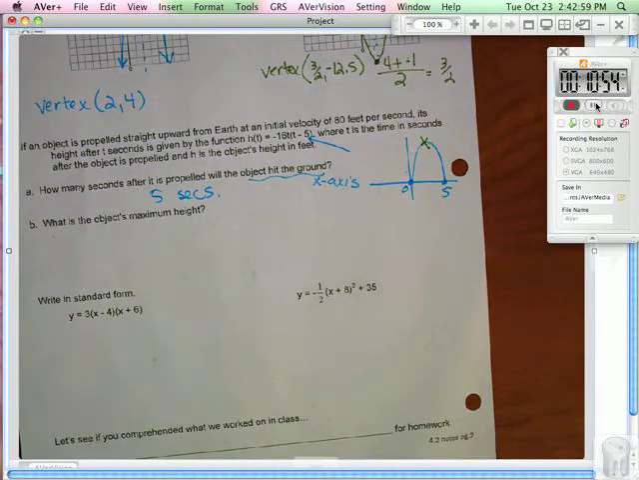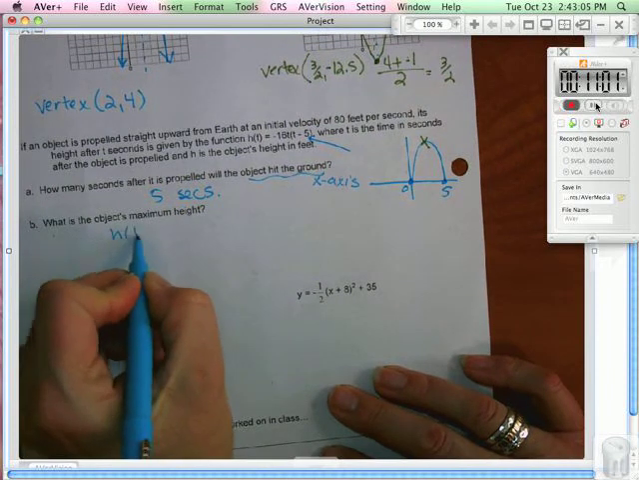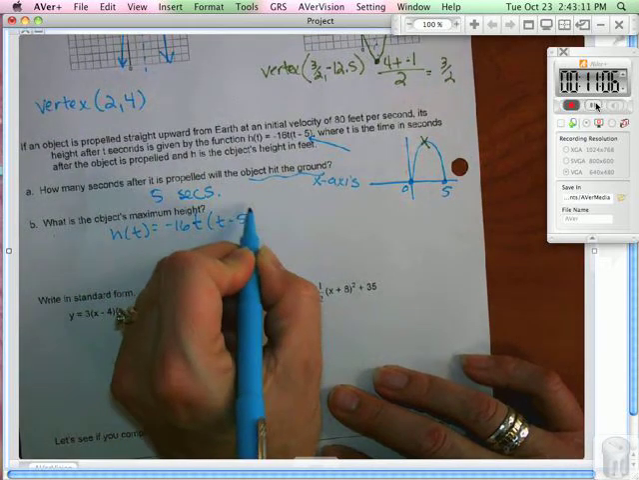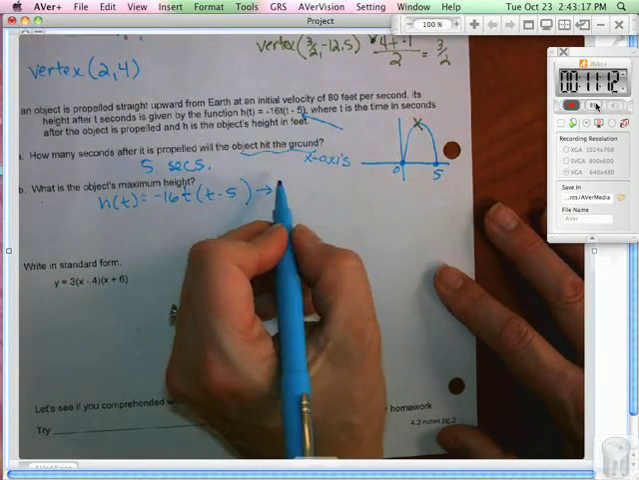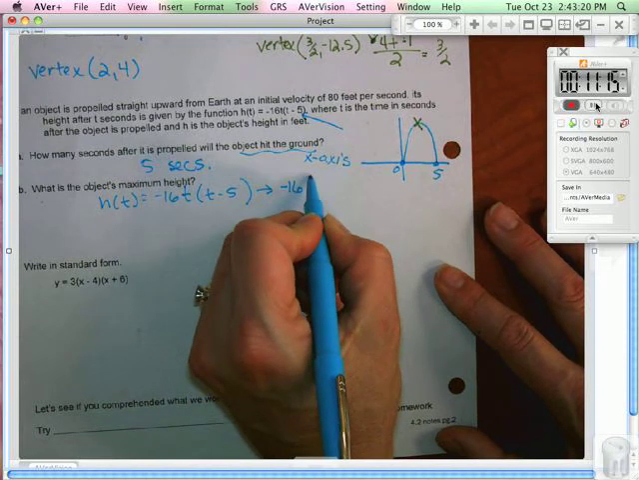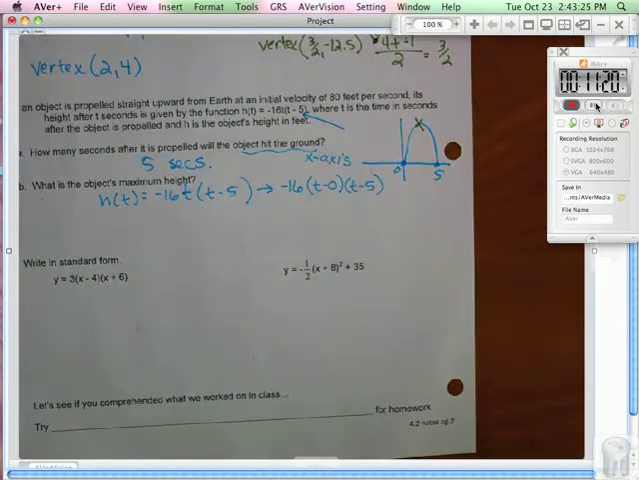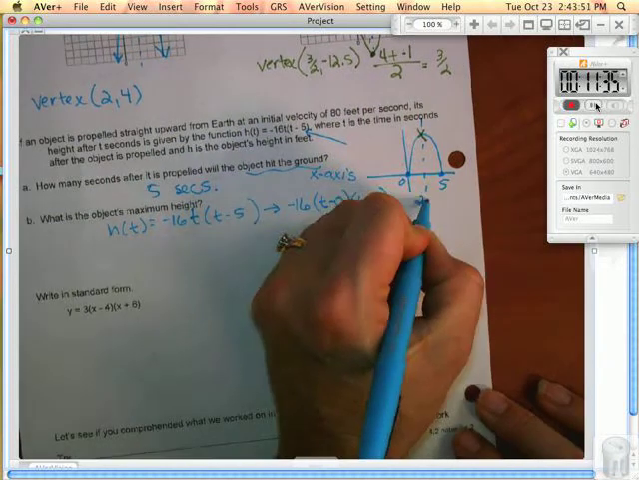So, what is the object's maximum height? Here's my equation. Again, this is intercept form. If I wanted to write it that way, I could if it helps me. You don't really have to. You can just recognize it without writing it that way. The x-intercepts are 0 and 5. Did you write an extra T in there? No, the T is there. I know my x coordinate is going to be 2.5, if I add these two together and cut it in half.